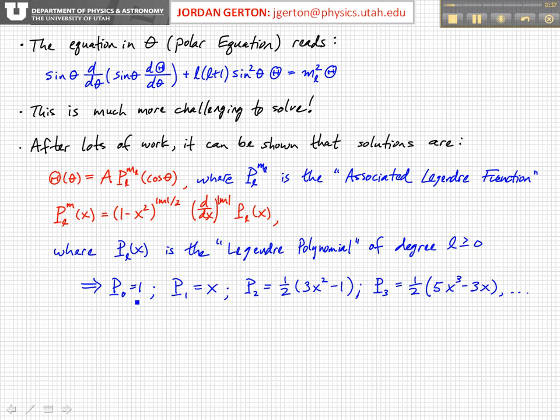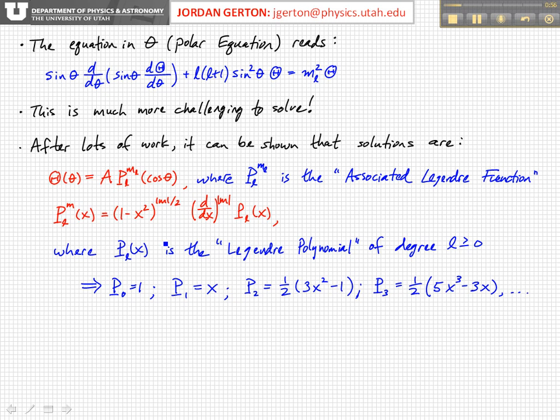we have quantization. L is now another quantum number. It takes on discrete values 0, 1, 2, 3. So L is greater than or equal to 0 and is an integer.